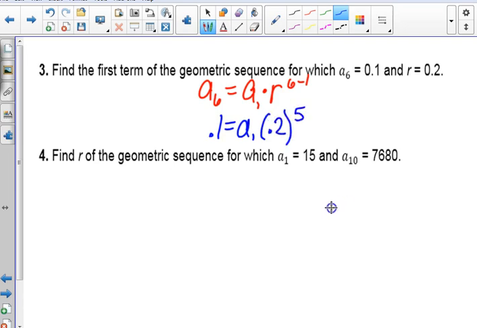Can we work that backwards? I'm not even going to bother to type it in my calculator other than to divide it. Does that seem okay? A sub 1 equals 0.1 divided by 0.2 to the fifth. That way I don't have to figure out what 0.2 to the fifth is, because it wants to do it in scientific notation and I just want to type it in all at once.